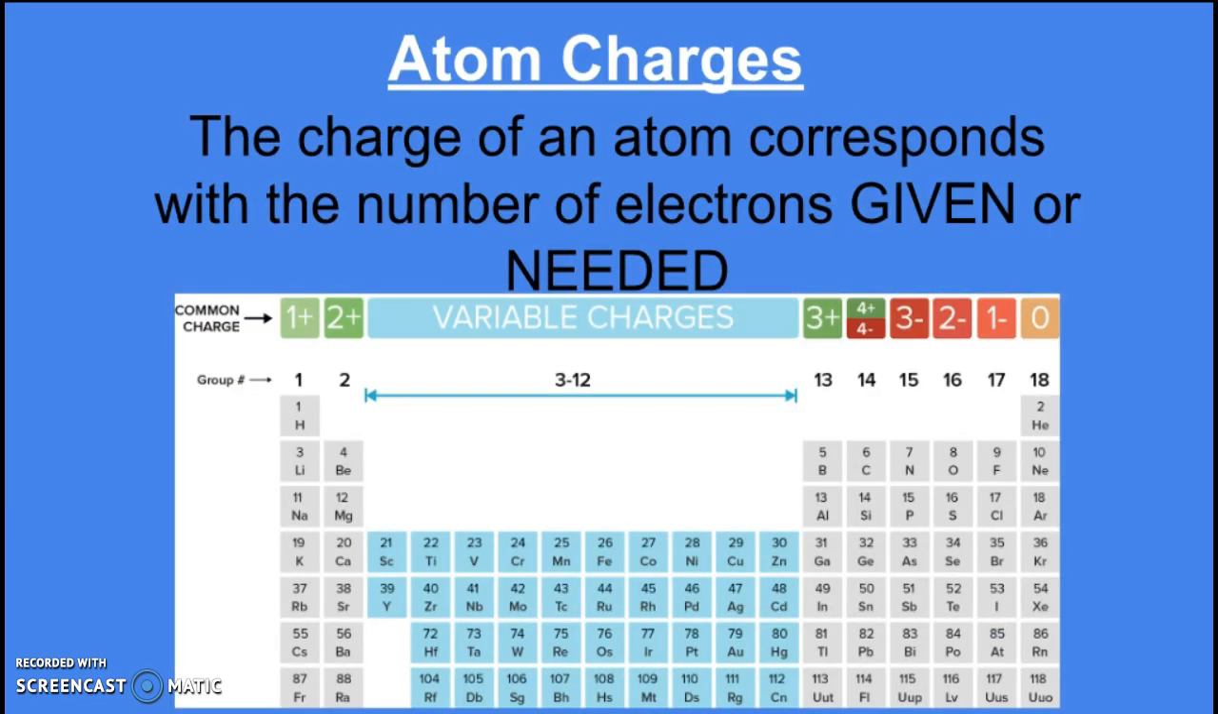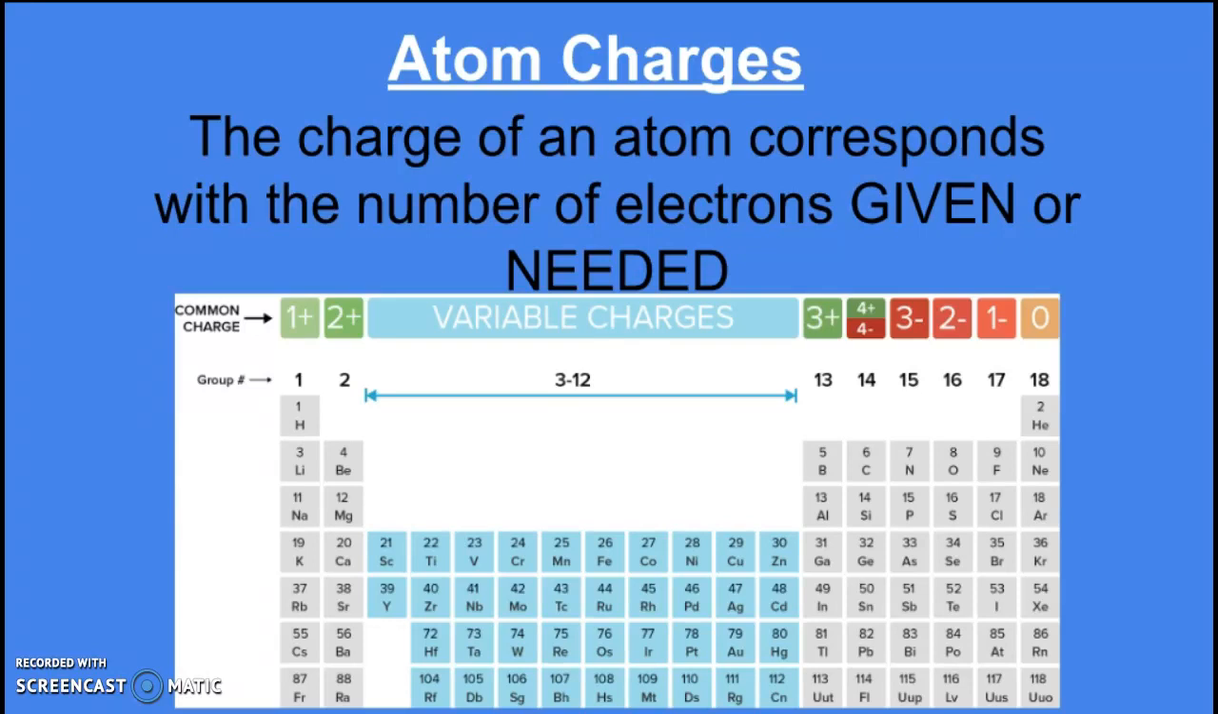So let's look at how the atom charges line up on the periodic table. The charge of an atom is going to correspond with the number of electrons that it actually needs or wants to give away. So if we start with group 1, the alkali metals, you'll see that they all have a charge of +1. When you move over to the alkaline earth metals, you'll see it has a charge of +2. We kind of just skip the transitional metals because their charges can vary.